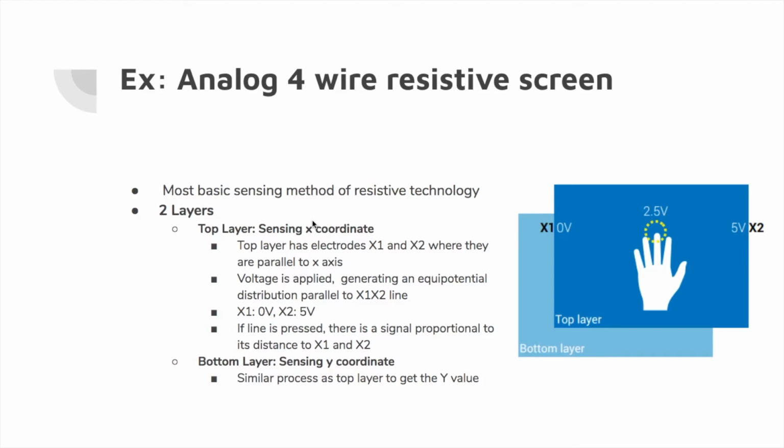And so say you have electrodes x1 and x2, and they're parallel to the x-axis. A voltage is then applied so that there is now an equal potential distribution parallel to this line right here. And so what that means is basically if you touch somewhere on the line, it'll be able to register a certain signal and a corresponding position. So say we press in the middle of this x1, x2 line, the signal will probably return 2.5 volts, and that indicates that you press somewhere in the middle of the line.